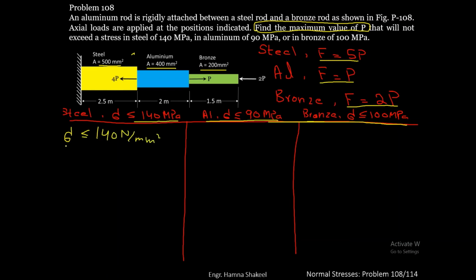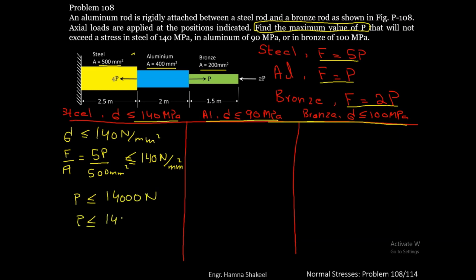Starting with the steel, the stress in steel must be less than or equal to 140 Newton per millimeter square. Stress is force divided by area. The force in steel is 5P. Area of steel is 500 mm square, and the stress is limited to 140 MPa or Newton per millimeter square. When you solve this, you get P less than or equal to 14,000 Newton, or you can say P less than or equal to 14 kilonewton.